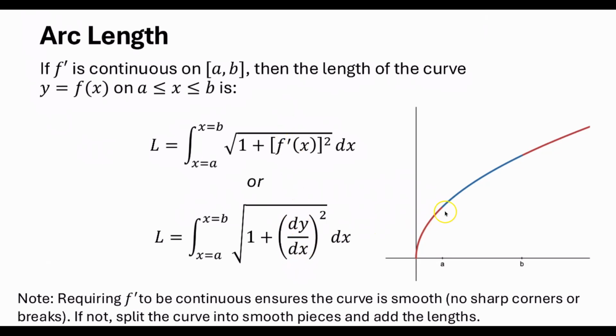So the idea is that we are trying to find the length of a curve over this interval from a to b here. And we need the condition that f prime is continuous. And what that ensures is that the curve is smooth. So there's no sharp corners or breaks. So if that happens, we would have to split the curve into smooth pieces and then add the lengths together.